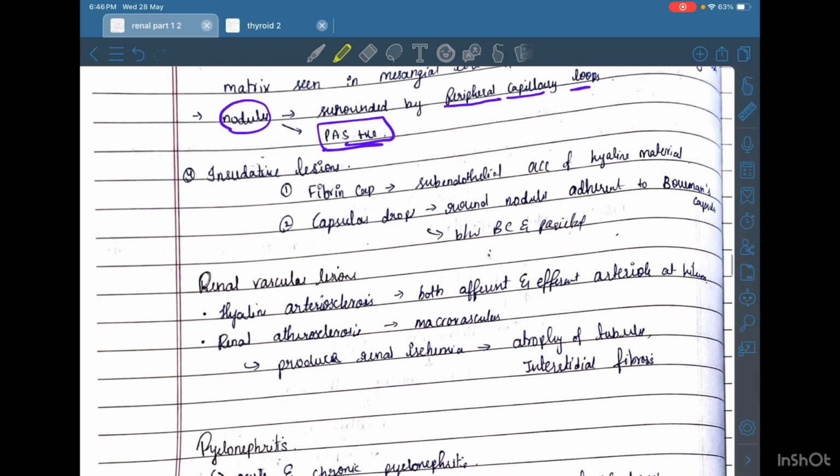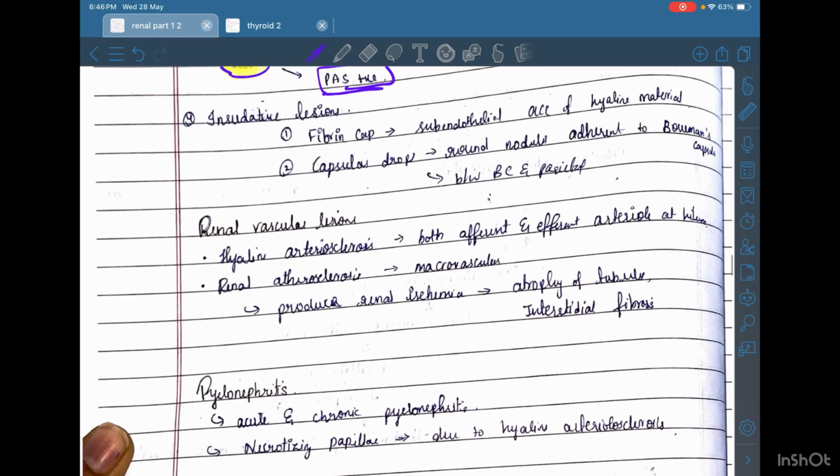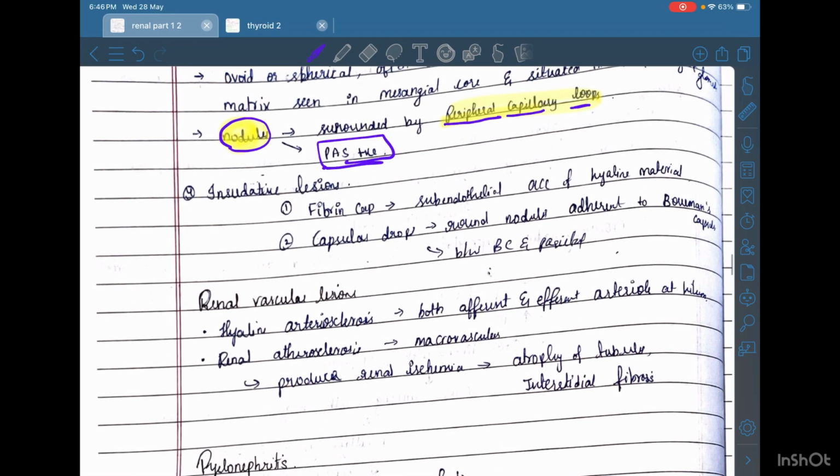In a nodule, it is usually surrounded by peripheral capillary loops. I'll show you the nodule later. Then other lesions in the kidney: one is your thickening of the basement membrane. Second one, diffuse mesangial sclerosis. Third is nodular glomerular sclerosis. And the fourth one is your exudative lesion.